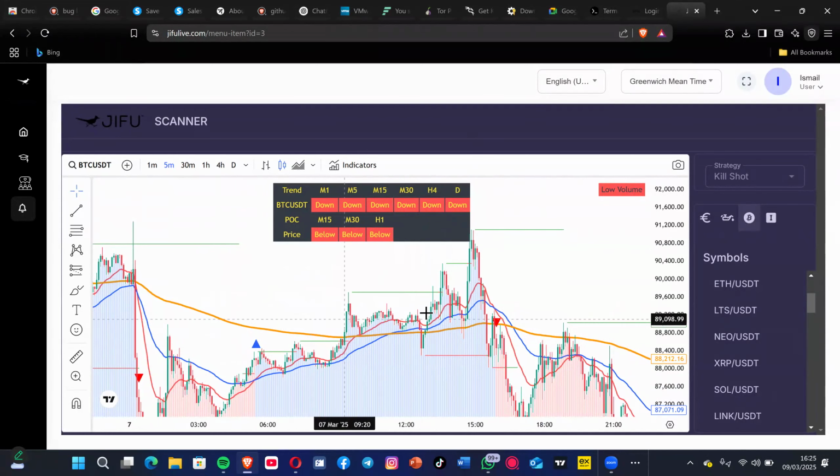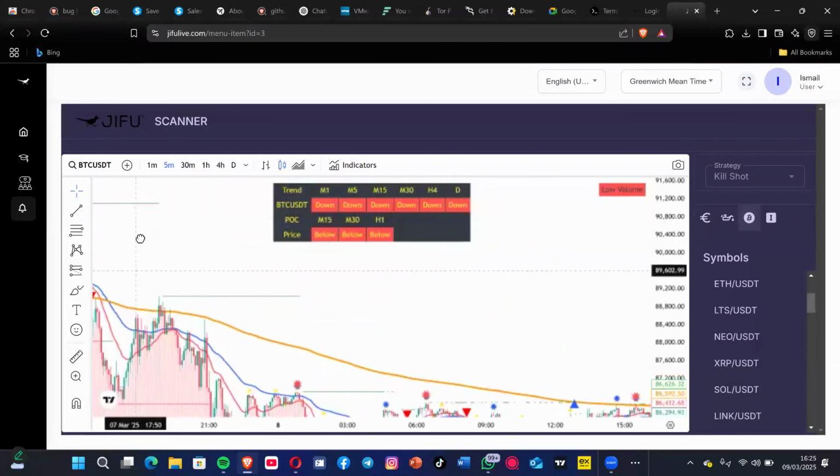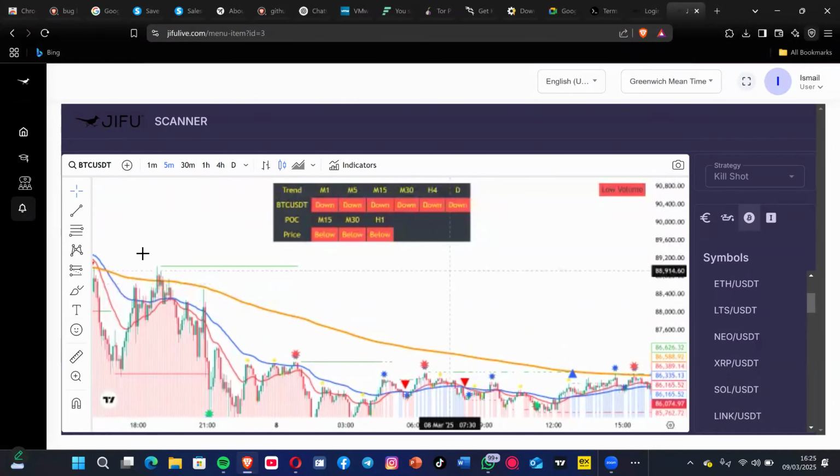But this market is in a downtrend. So that's why the buy was not for long. It came down again and started selling. So there are 3 things you look out for. Number 1, you want to be sure of the trend when you are taking a Q shot.